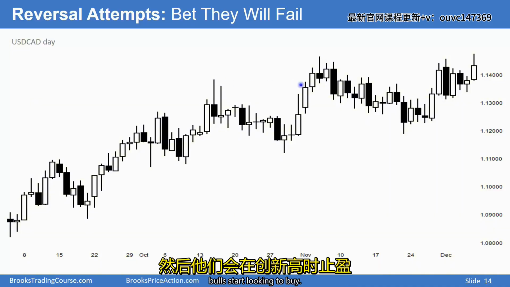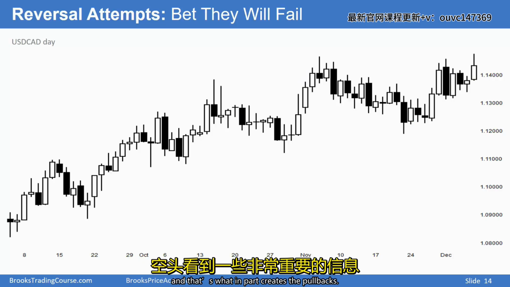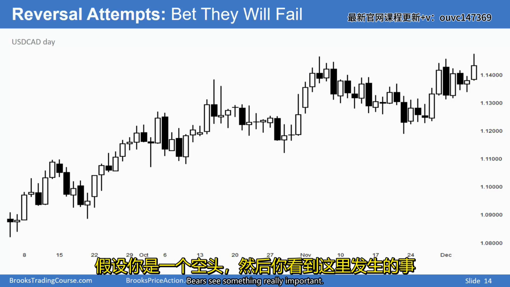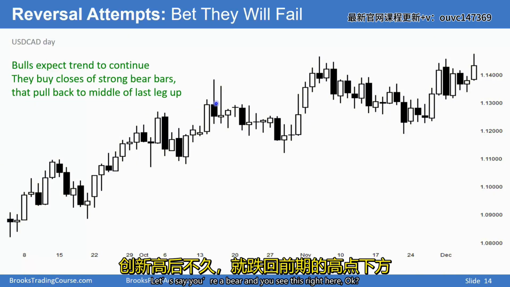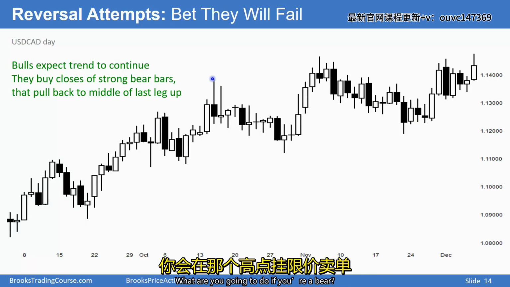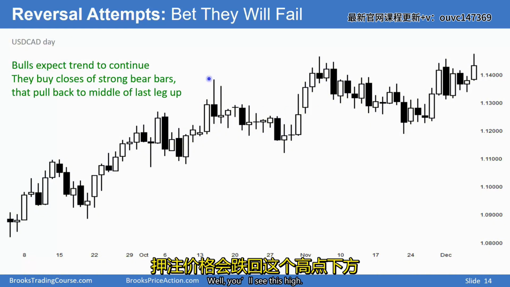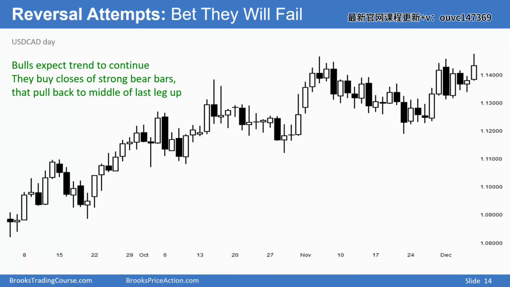And then they tend to take partial profits at new highs, and that's in part what creates the pullbacks. And bears see something really important. So let's say you're a bear and you see this right here: a new high and a pullback that fell below this high. Well, what are you going to do if you're a bear? You'll see this high and place a limit order to sell at that high, betting that we'll drop back down below it, because that's what we did before, and trends tend to weaken as time goes on.